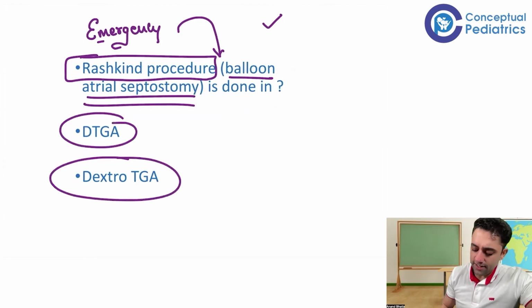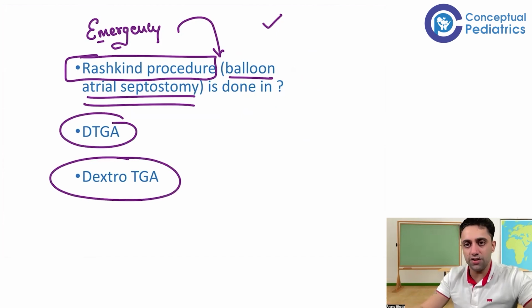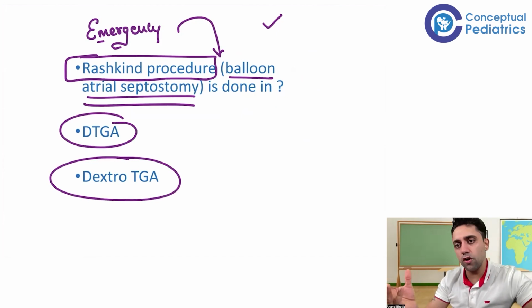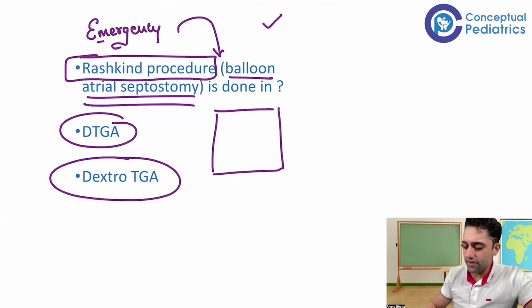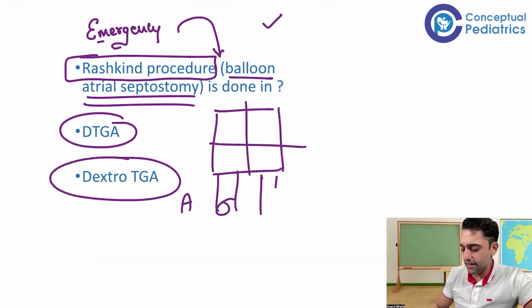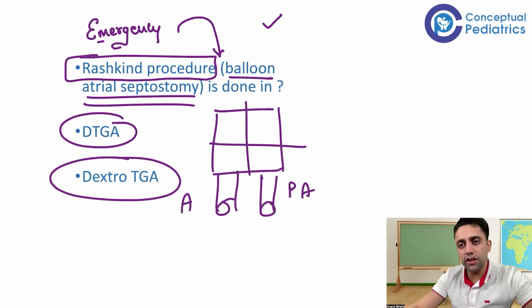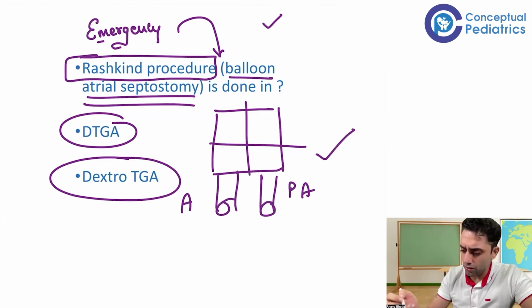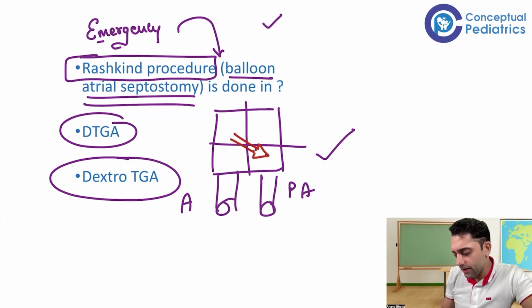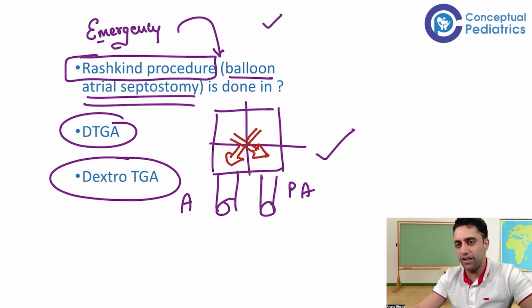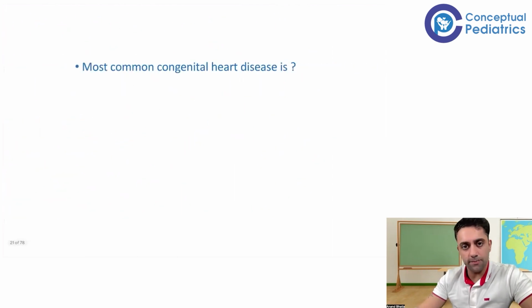If I say TGA, I'm talking about dextro-TGA. Levo-TGA is a very rare phenomenon. In simple words, if the right side is the aorta and the left side is the pulmonary artery, transposition has happened. This is known as dextro-TGA. Remember that, okay? And also if the right atrium is connected over here and the left atrium is connected over here, that will be known as Levo-TGA. Okay, that you should know.